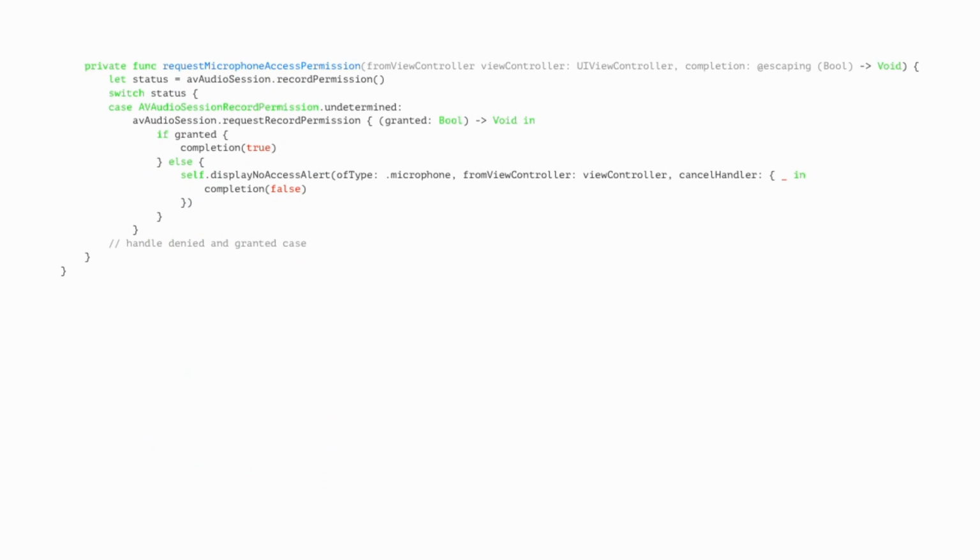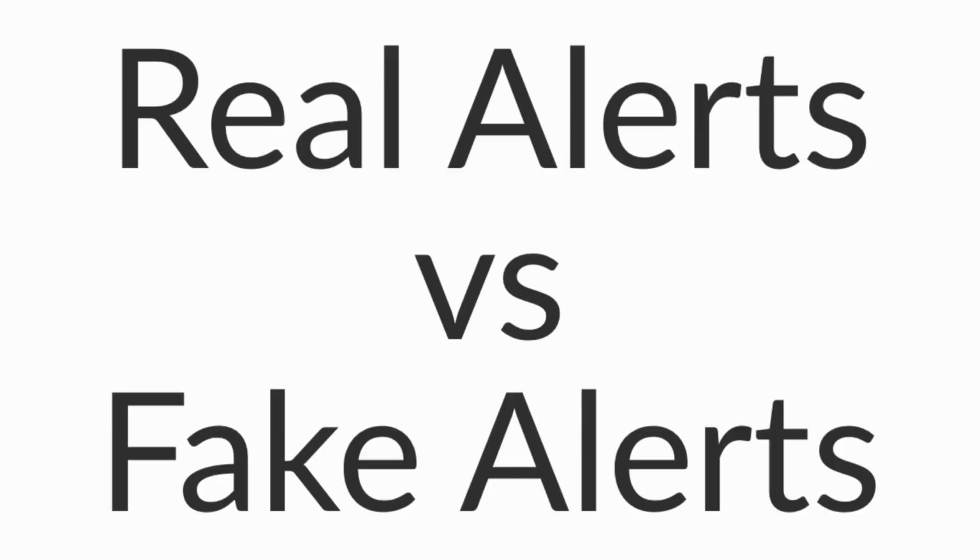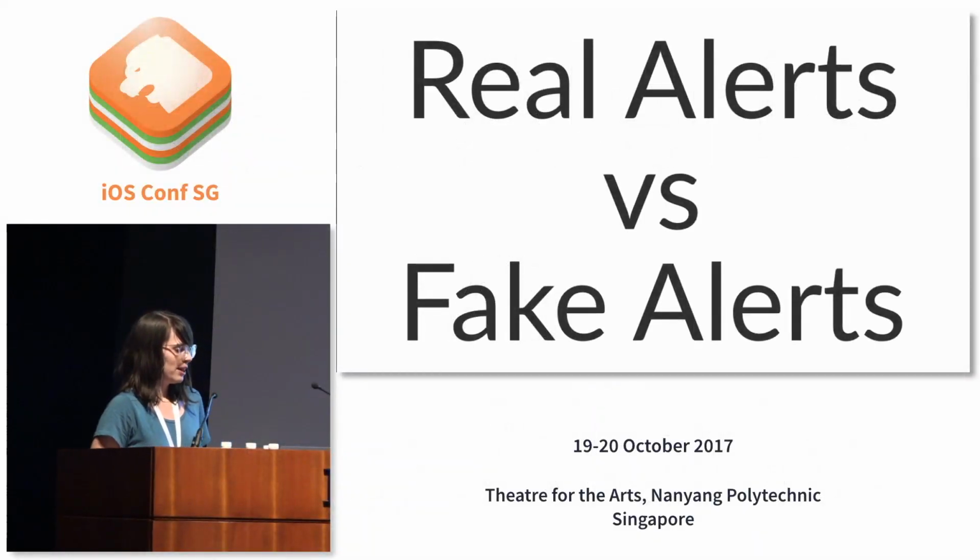This is the code to show the system alert for microphone permissions. And if denied, show our fake alert. You can see how it makes use of AV audio session record permissions. So what are these real alerts and what are these fake alerts? Because the system alert only appears once per install, we have a fake alert that we can show after a member denies the system alert to give them a chance to change their mind.